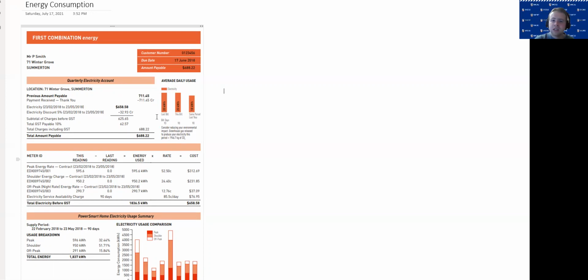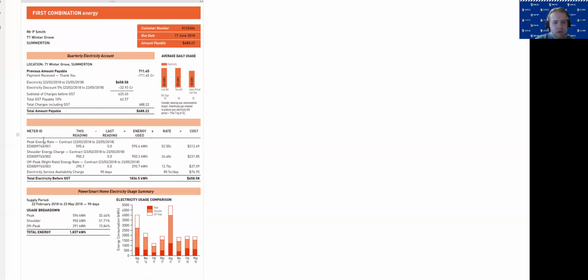Obviously, different seasons might have different energy usage. You might use more energy to heat your house if you're in a cold country, or you might use more energy to cool your house if you're in a hot country, depending on the time of year. In Australia, if you're running an aircon all day, that's going to use a lot of energy. So we've got to be mindful of that to not overuse those things.